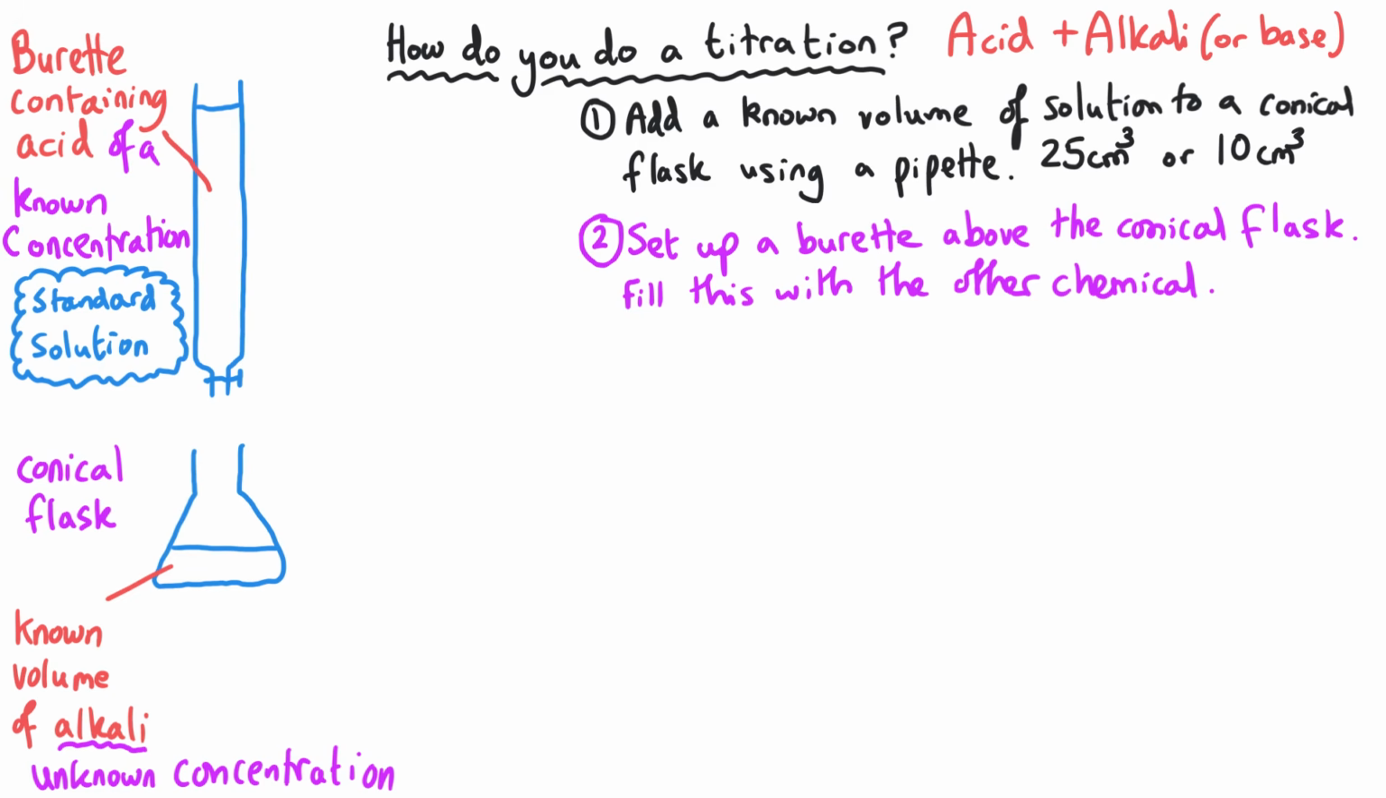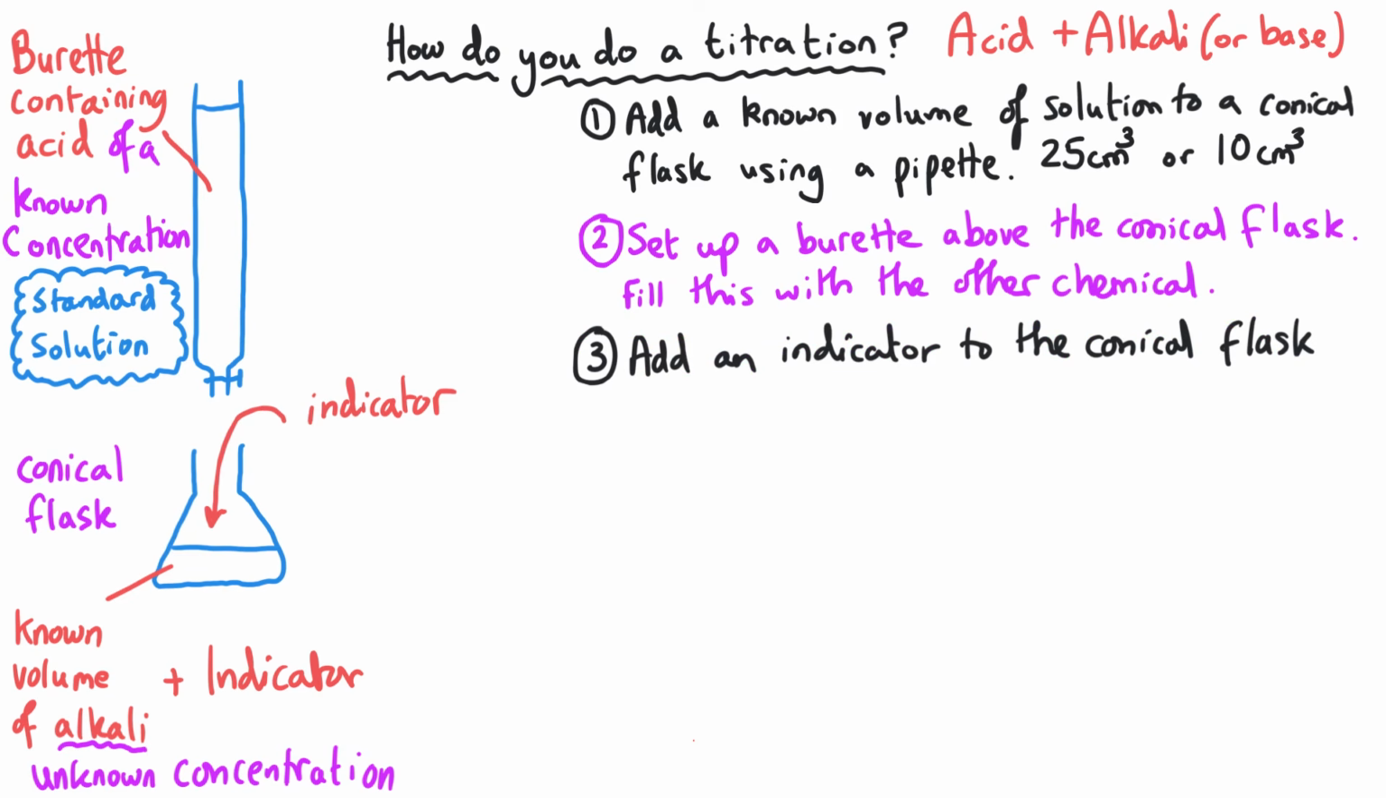The reaction between the acid and the alkali, or base, as sometimes alkalis are referred to as, is called neutralisation, of course. And what's happening is the acid and the base are cancelling each other out to make a neutral solution. But usually we won't know that this has happened without adding some kind of indicator to the mixture. And this will change colour once the correct volume of acid has been added to the burette.